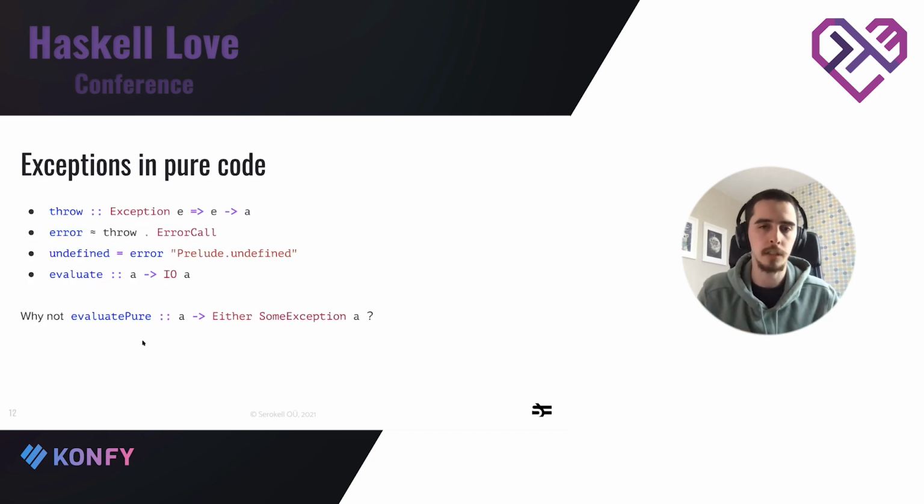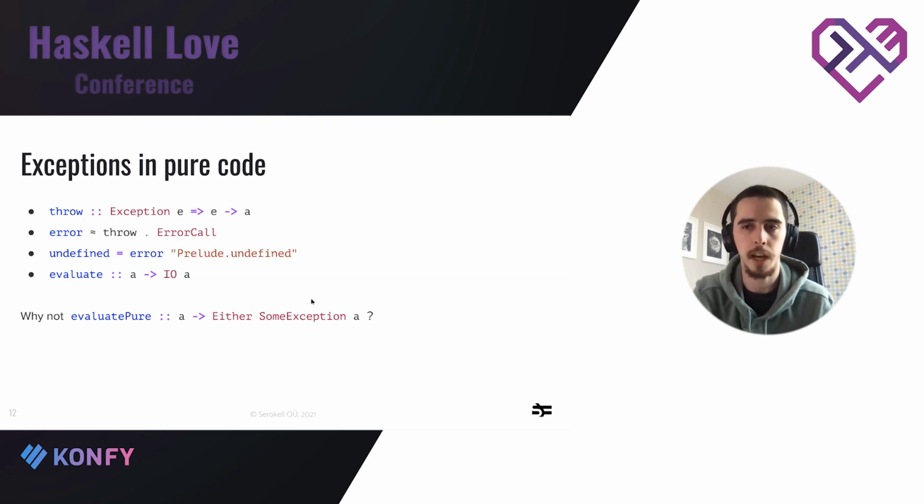But there are two kinds of exceptions in Haskell that are somewhat unique and unusual. The first kind of such exceptions is exceptions in pure code. By pure code here, I mean that they can be thrown outside of the IO monad. The primary way to do it is to use the throw function, whose type is very similar to throwIO, except that it returns a, which is not necessarily IO.